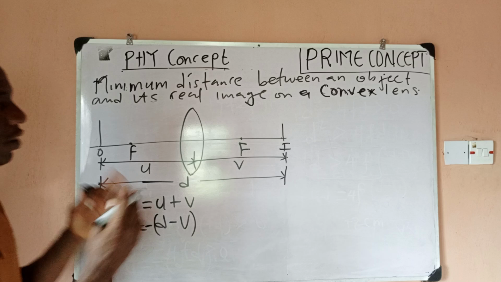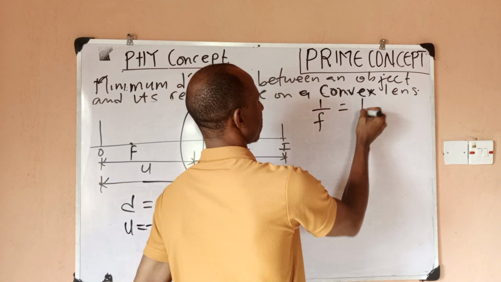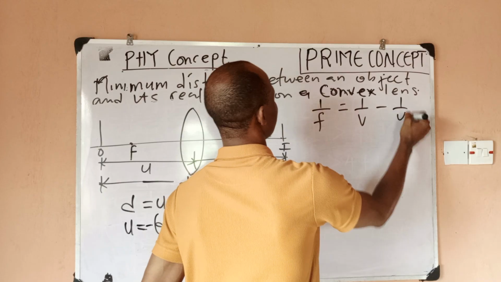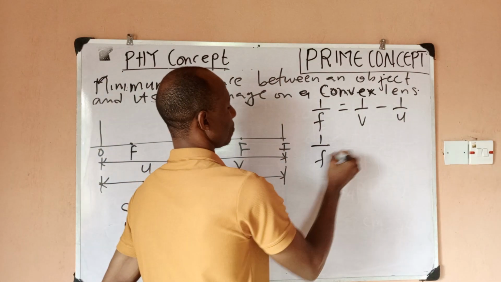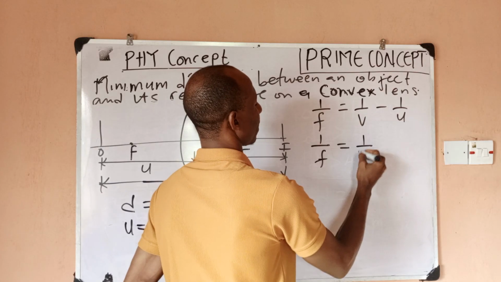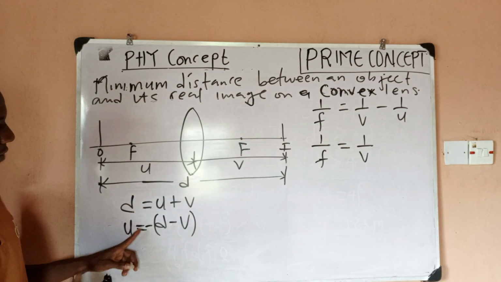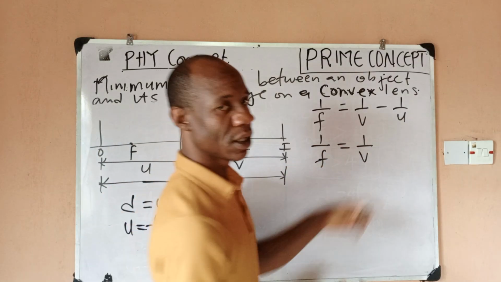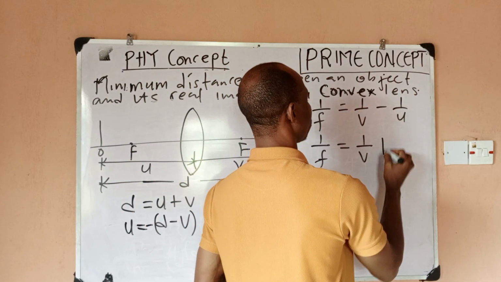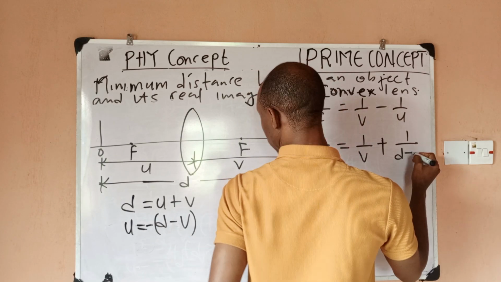Now going to my lens relation, I have 1 by F is what? 1 by V minus 1 by U. So that 1 by F becomes 1 by V. Now I will quickly notice that if I bring this object distance, which is carrying a negative sign, into this equation, it will change this one to become positive 1 by U, and my U becomes D minus V.